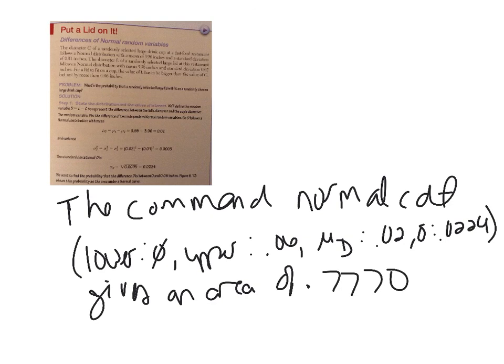Okay, and so what that tells me is step 3, which is my actual answer: there is a 78% chance that a randomly selected lid will fit on a randomly selected drink cup. In other words, about 22% of the time the lid will not fit the cup. Okay? All right, that is transforming and combining these normal random variables.